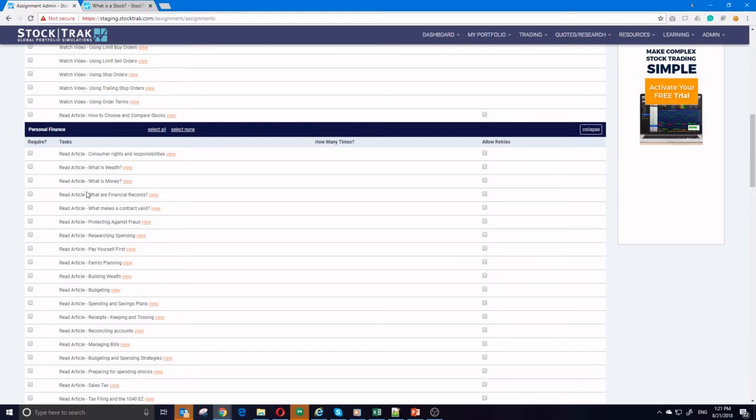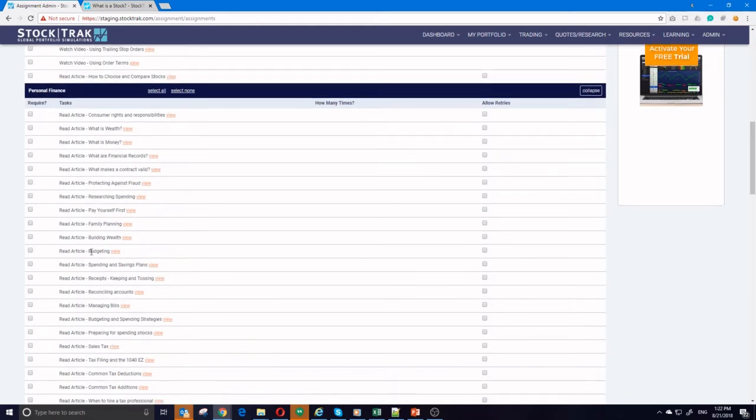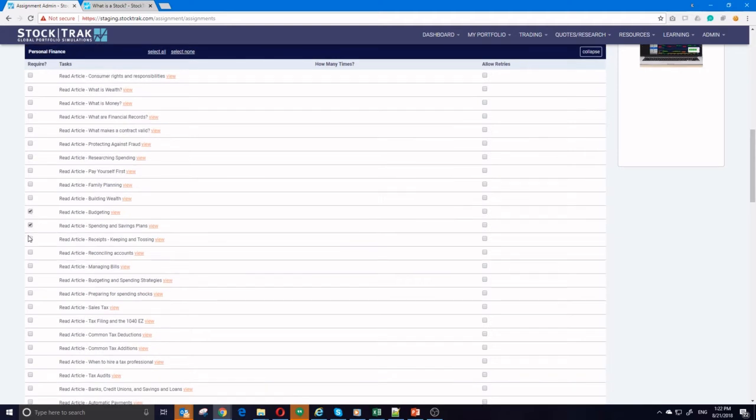This is a lot of activities that you have to pick and choose to go with what you're talking about in class this week. For example, during your budgeting session, you can choose the budgeting, spending and savings plans, receipts, and reconciling accounts articles.